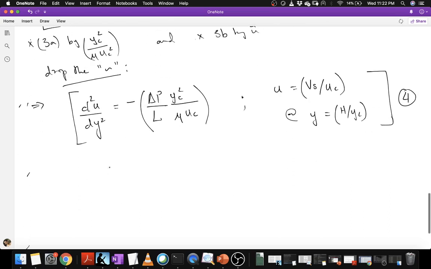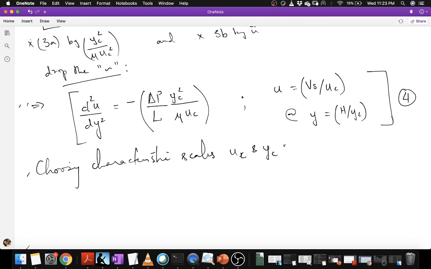Okay. So now that we have written the equations in non-dimensional form, we are now in a position to specify what the characteristic scales are. So we are now at the step of choosing characteristic scales, UC and YC. Okay, so how do we do this? Well, remember now that we have already made one statement about the physics of the problem, that is that the viscous terms play the role of retarding the flow.